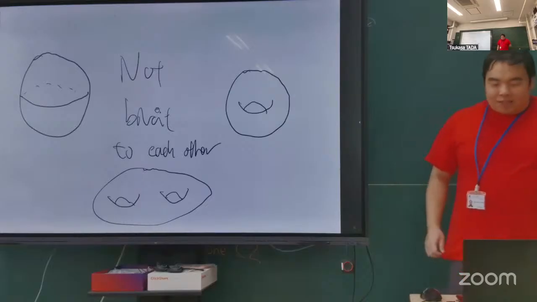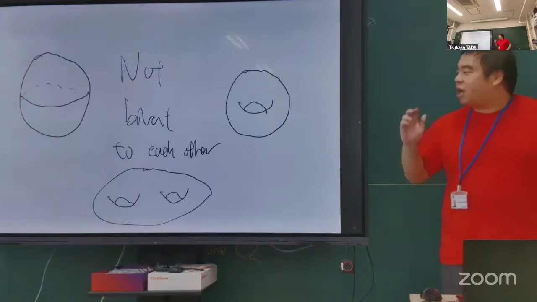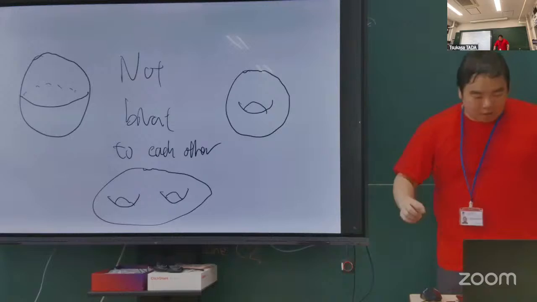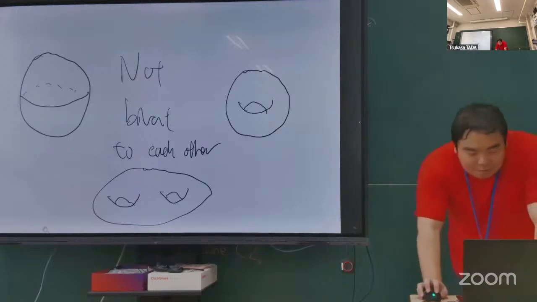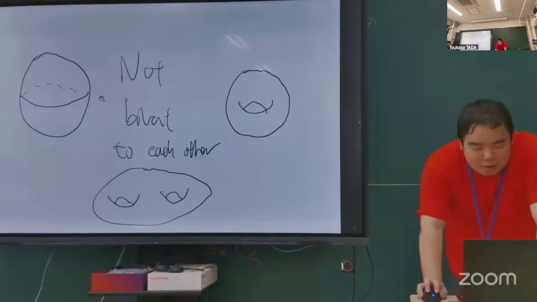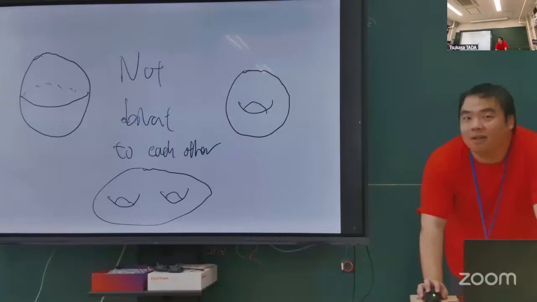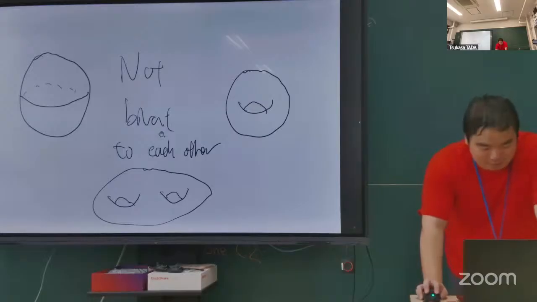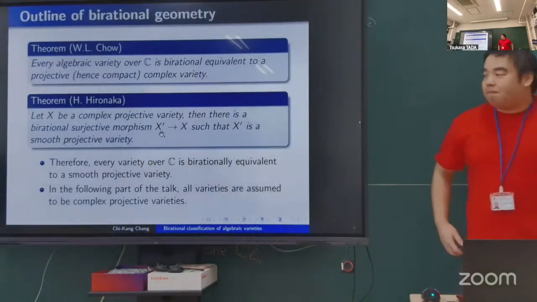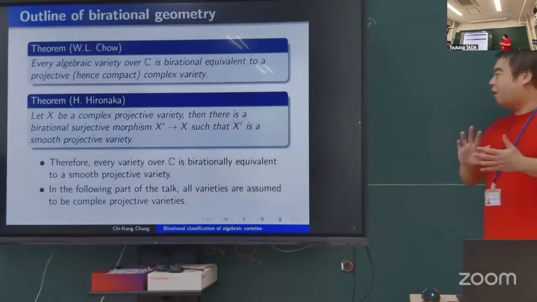And for example, Riemann surfaces with different genus are not birationally equivalent to each other. Because we cannot, by removing finitely many points on a torus, make the remaining part isomorphic to an open subset of a sphere. So they are not birationally equivalent. And in birational equivalence, there are two important theorems.